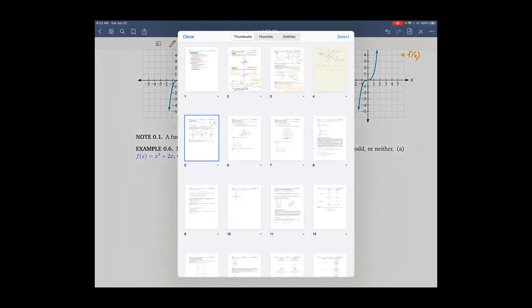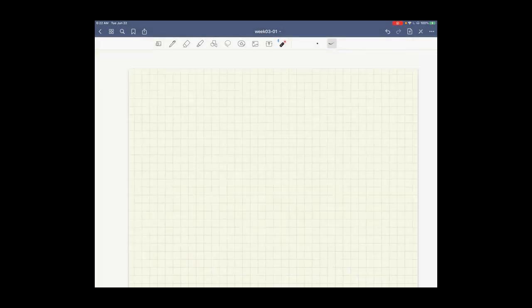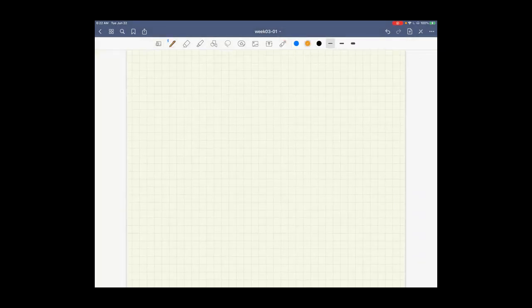Let me add a page and perhaps explain this a little further. We have a point a comma b on the graph of some function and perform a horizontal reflection. We will end up with point negative a comma b.